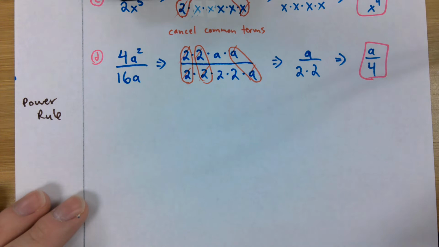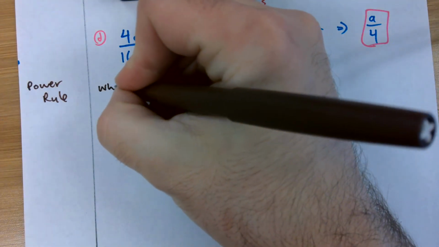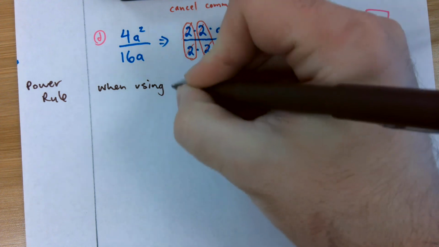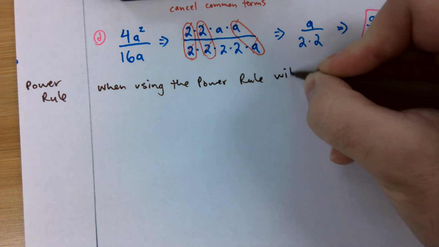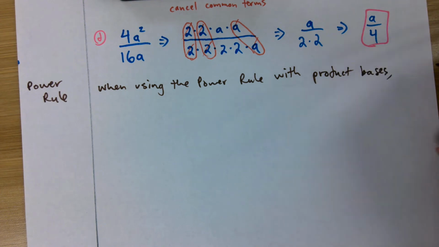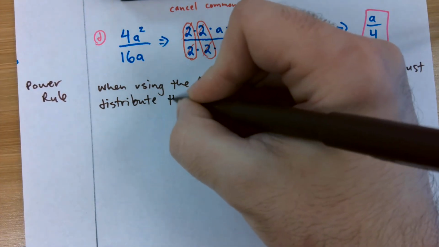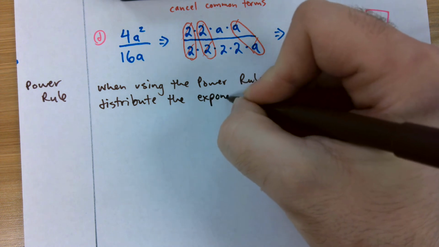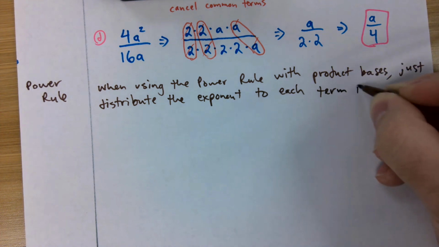Last thing here. So when using the power rule with product bases, just distribute the exponent to each term in the product base.